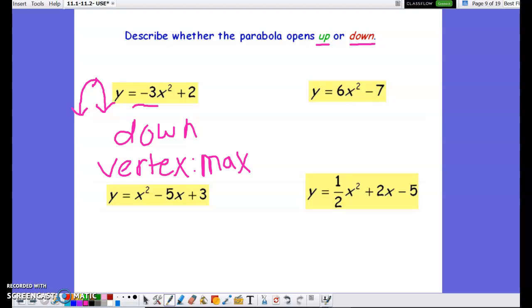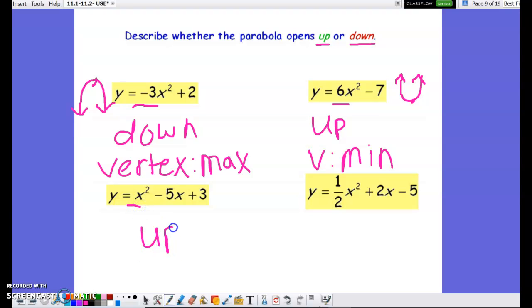Whereas if we look at this one over here, again, we look at that leading coefficient. It is positive. So if I were to graph it, it would make that normal U shape. Looking at that graph, it should be opening up. If I talk about the vertex, in this case, the vertex would be somewhere down here. So the vertex would then be a minimum value. It's the smallest point on our graph. Looking at this next one, again, a is positive. So again, it's still going to be opening up. It's not going to be flipped. The vertex is still going to be a minimum value.